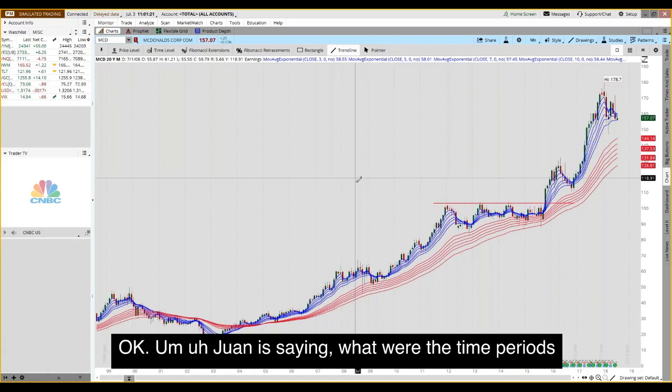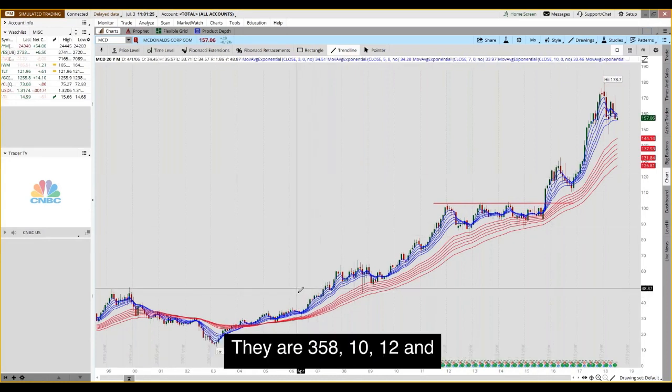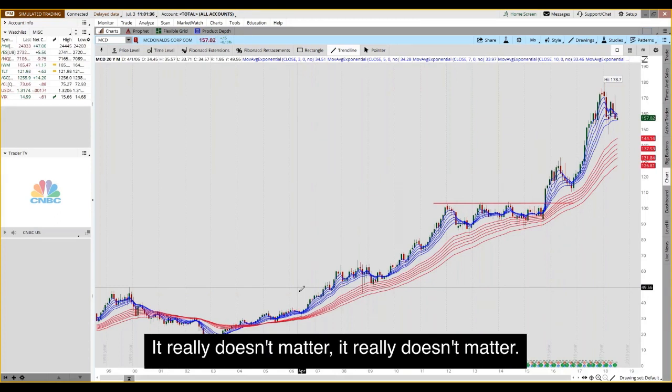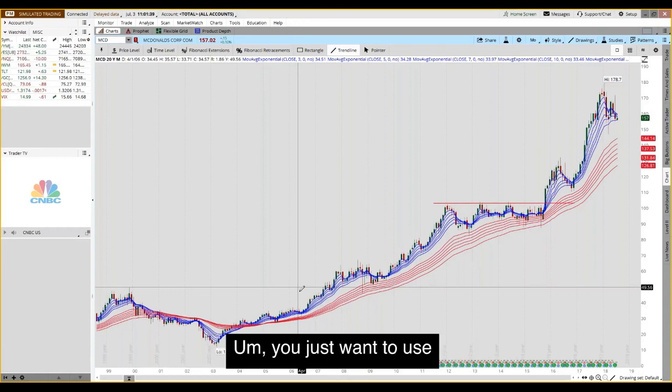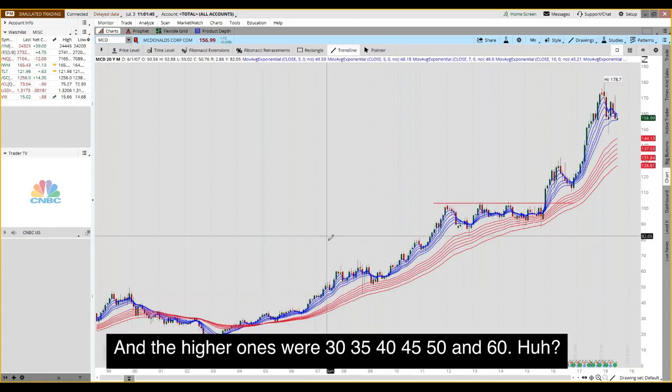Juan is saying, what were the time periods for the shorter guppy ribbon? They are 3, 5, 8, 10, 12, and 15. Okay. You can modify them slightly. It really doesn't matter. You just want to use a shorter set and a longer set. Okay. And the higher ones were 30, 35, 40, 45, 50, and 60.